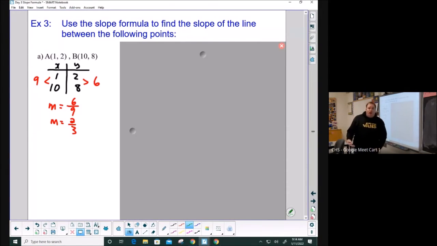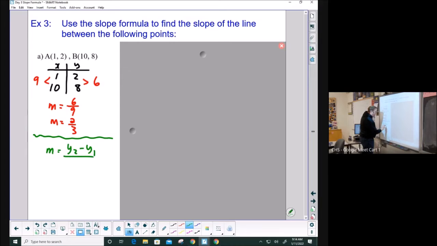So that delta y over delta x is a pretty quick way to find your slope. I'm going to show you the final slope formula method as well, and you can decide which you prefer. So the slope formula is y2 minus y1 over x2 minus x1.